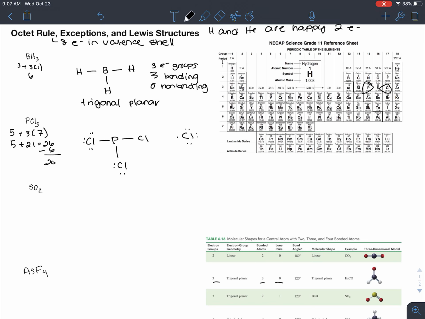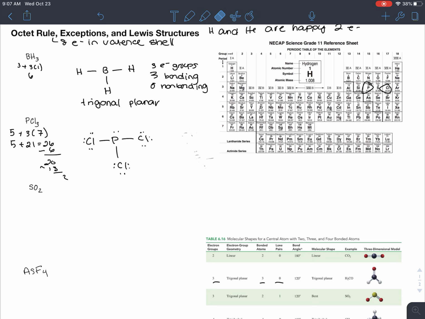So now I give all my chlorines their electrons. I gave 3 pairs of electrons, 6 electrons in total, to each chlorine, times 3 is 18. So I have 2 more electrons left over. That's going to go to phosphorus. Now you count 2, 4, 6, 8, 10, 12, 14, 16, 18, 20, 22, 24, 26. Perfect. Another thing that gives it away is phosphorus has 5 valence electrons, so it can only bond 3 times.